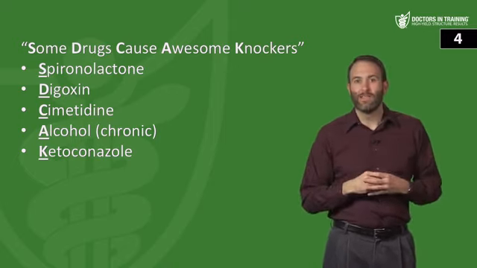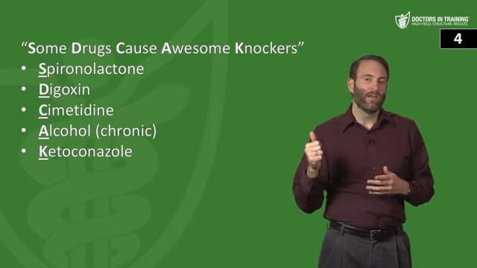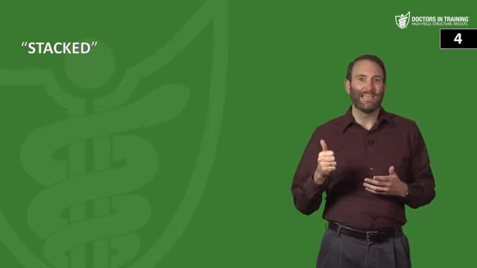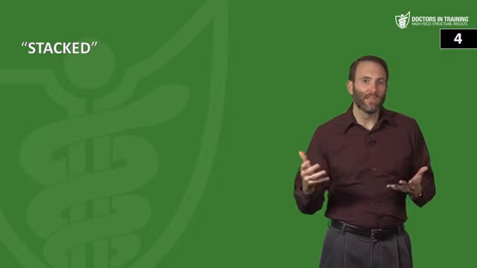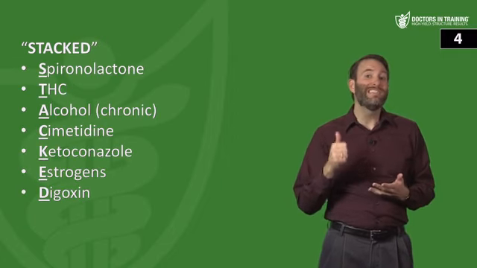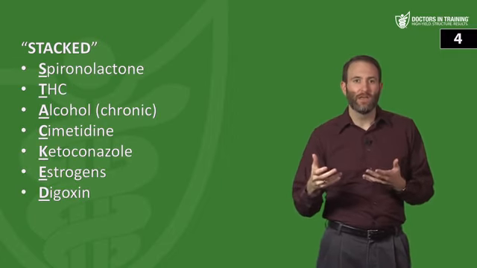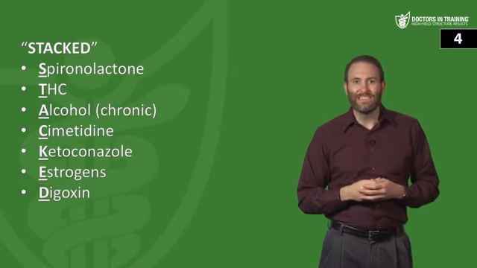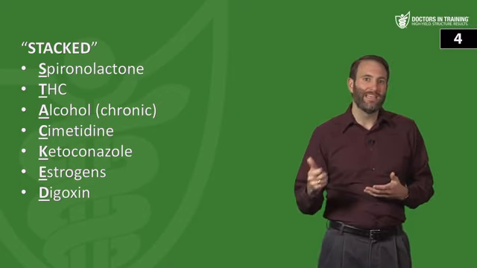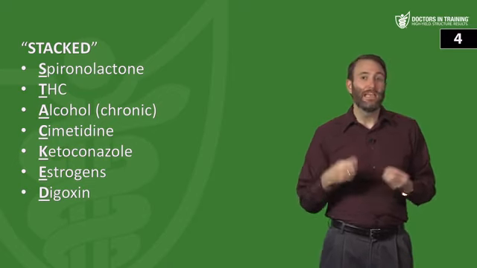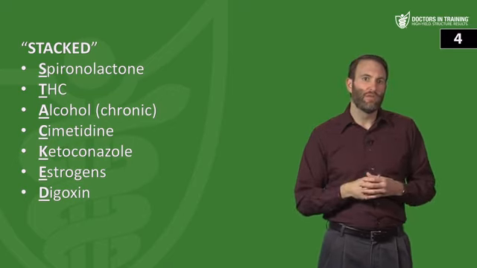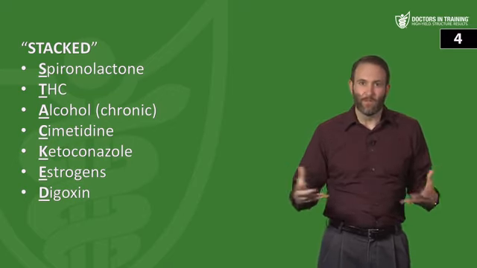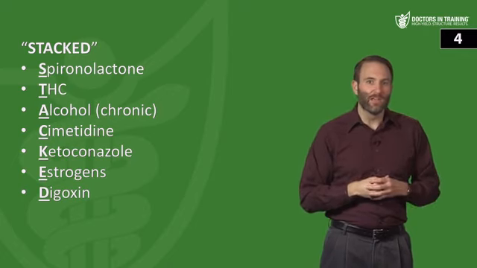And then a student from Temple sent us another one that he came up with, STACKED, S-T-A-C-K-E-E-D. Pretty similar list. So the S is for spironolactone, T for THC, so marijuana, again. A is for alcohol. C is for the H2 blocker cimetidine. K again for ketoconazole. The E is for estrogens, which should be pretty obvious, that if a man is taking a bunch of estrogens, then that could lead to some breast development.